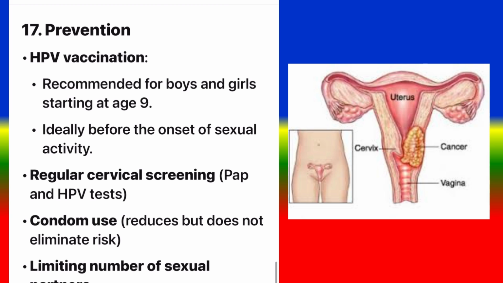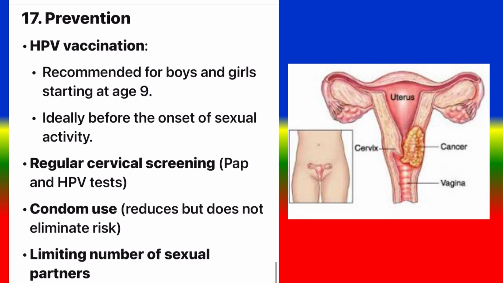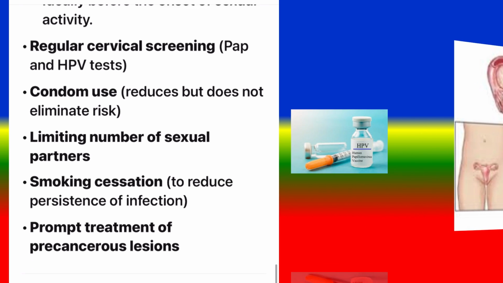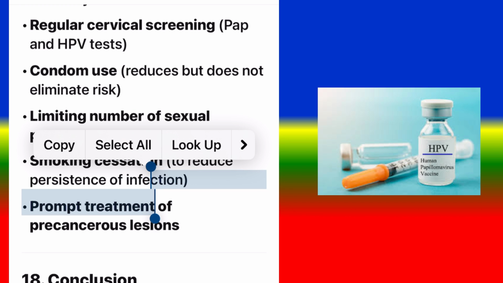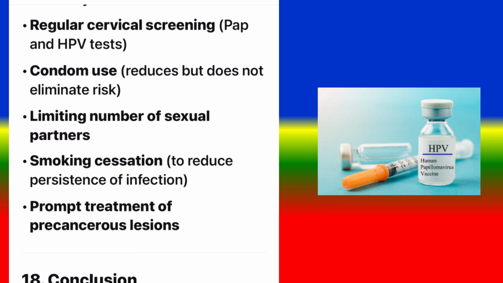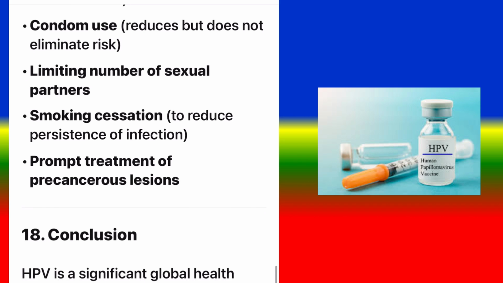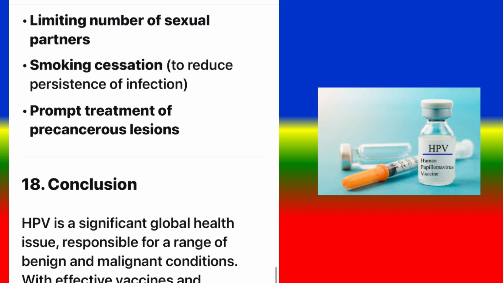17. Prevention. HPV vaccination is recommended for boys and girls starting at age 9, ideally before the onset of sexual activity. Regular cervical screening, Pap and HPV tests. Condom use reduces but does not eliminate risk. Limit the number of sexual partners. Smoking cessation to reduce persistence of infection, and prompt treatment of precancerous lesions.